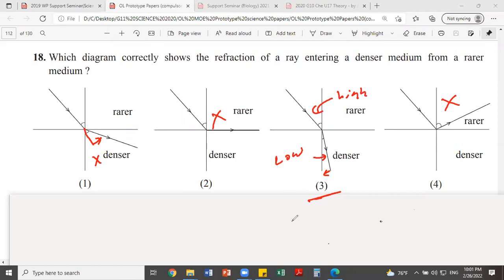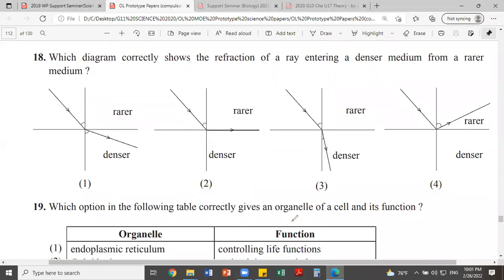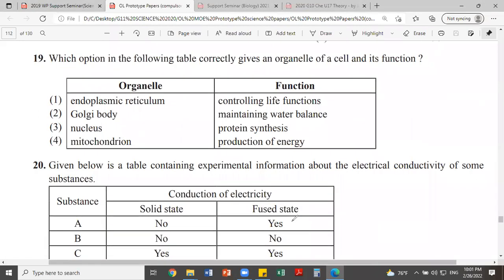Question number 19. I'll erase the screen. After this I'll stop. 19th MCQ: which correctly gives the organelle and the cell function. Any volunteers who can tell me the answer? Manet, Tirani, Rohini, Venuka, Abdullah, Faiz: fourth answer. Very good. All of you are correct.